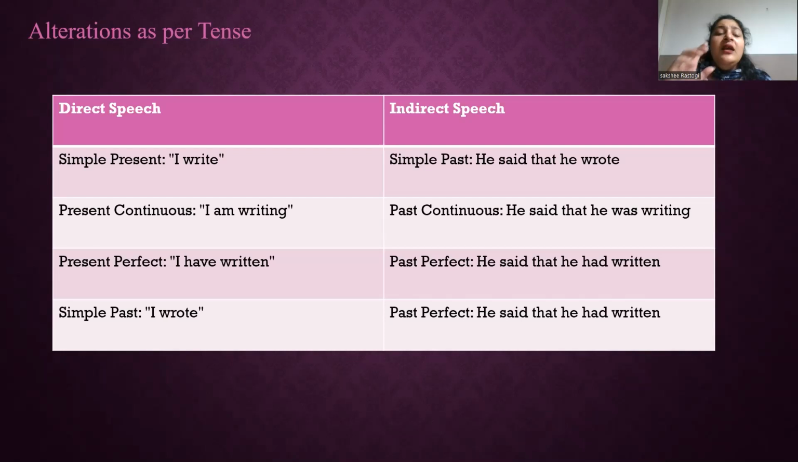For example, in direct speech, "What is your name?" This is a WH question, right? When I'm converting into indirect speech, I'm using the present tense reporting verb. So it shows that she asks what my name is. So these are the changes in the indirect speech.